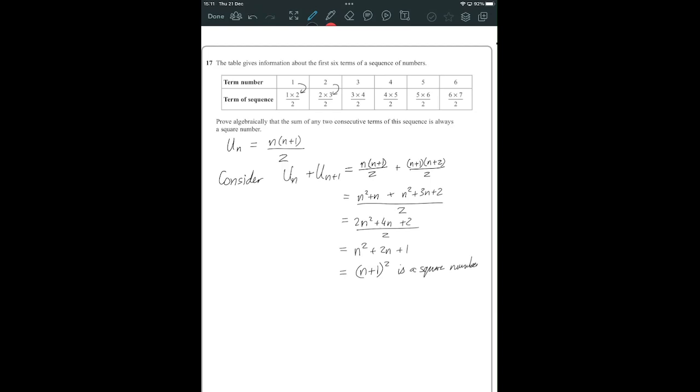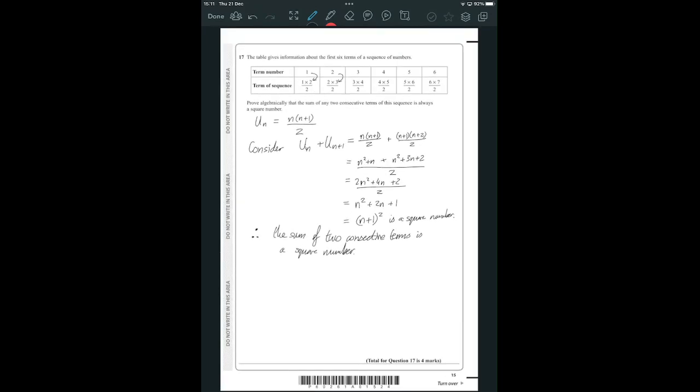Now, proof questions, we should always write a concluding statement. Therefore, the sum of 2 consecutive terms, and I'm just rewording the question, is a square number. Question asked us to prove that result. I've done some work, and then I've said, hey look, I've proved the result.